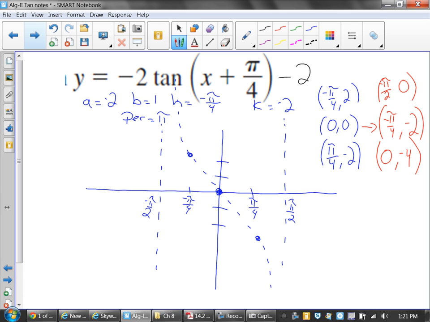Now the asymptotes. That's not tricky. I have an asymptote at pi over 2. If I have to move that to the left pi over 4, where does it go? If you have 50 cents and I take a quarter, how much is left? So where does pi over 2 go? Pi over 4.